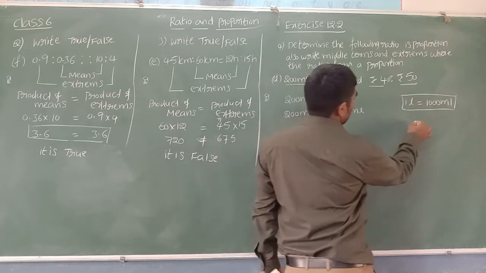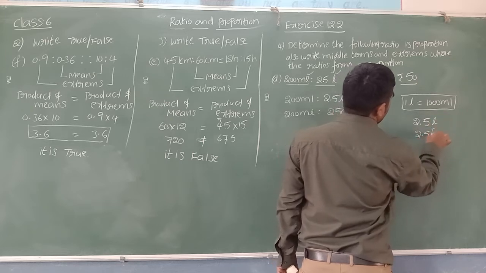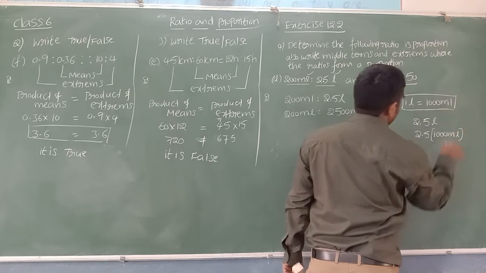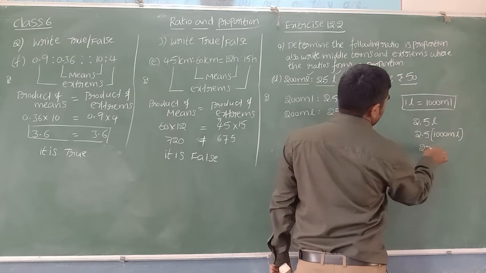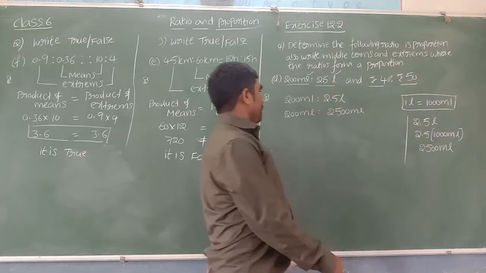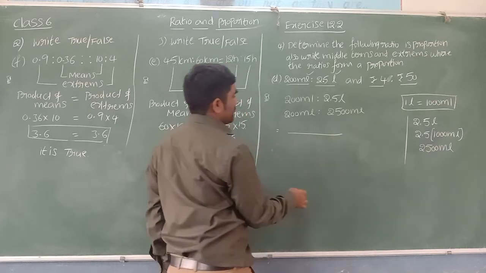Still you have a doubt? You can put it roughly. You can see 2.5 liter. In the place of liter, we can write in brackets 1000 ml. Multiply this, which gives you 2500 ml. Okay? Now both the quantities are in the same units. Now you can compare them by division.